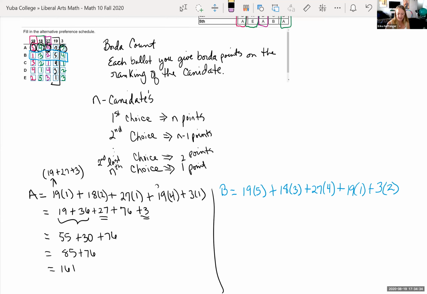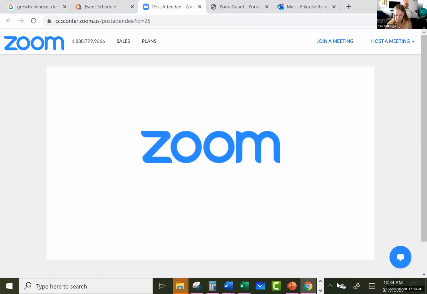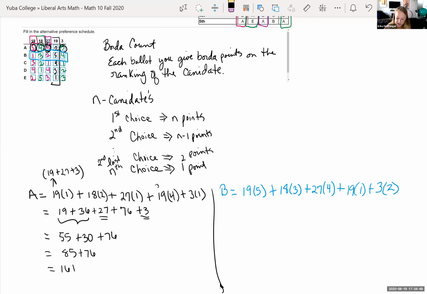So you want to go through, multiply, and add the following. I did that and it took my page away. So 19 times 5. 5 times 9 is 45, carry my 4. So we get 95. Plus 3 times 18, well, 3 times 8 is 24, carry my little 2. 3 times 1 is 3, plus 2 is 5, so 54. Plus 27 times 4. 4 times 7 is 28, carry my 2. 4 times 2 is 8, plus 2 is 10. So that's 108. Plus 19 times 1, that one's easy, 19. Plus 3 times 2, that's a lot easier, which is 6.